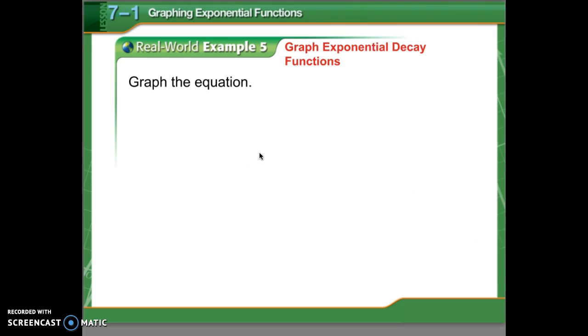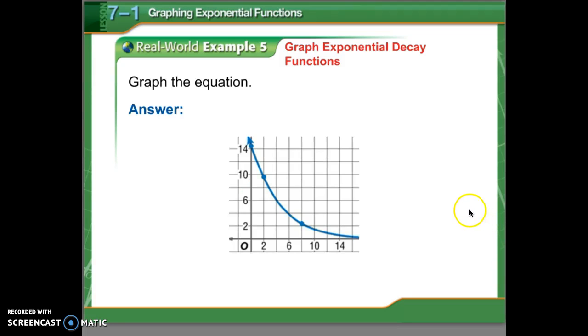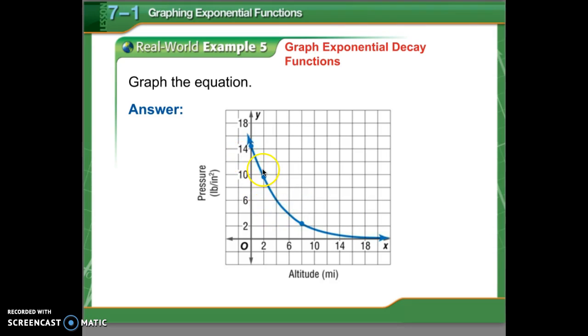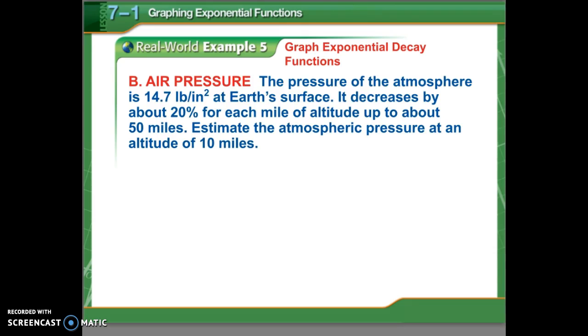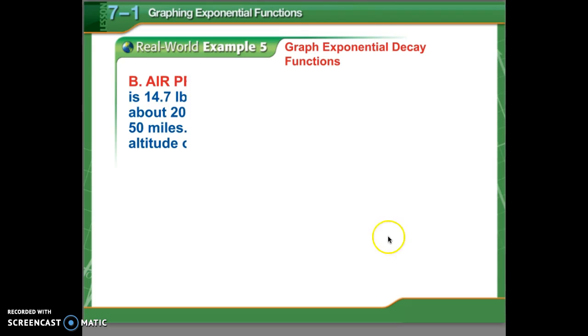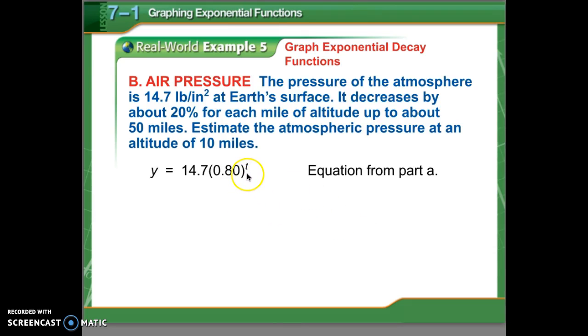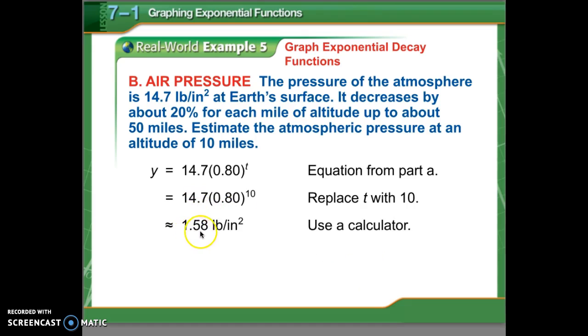We're going to use a calculator to graph that because it's not super obvious what that's going to look like. Your calculator should give you a picture that looks something like this. Remember that our x variable is altitude and our y variable is air pressure. Part B: now we're going to estimate the atmospheric pressure at an altitude of 10 miles. Same equation, we're just plugging in 10 for t as our exponent. When we put that in the calculator, you're going to get 1.58 pounds per square inch. So that's the pressure of the atmosphere 10 miles off the surface of the Earth.